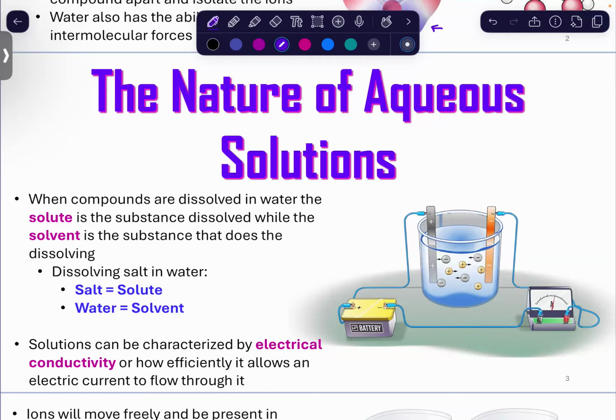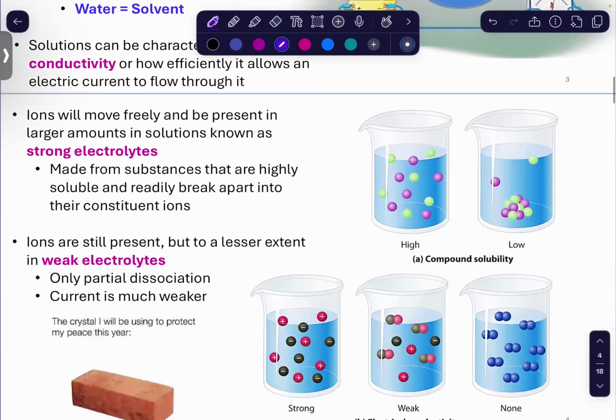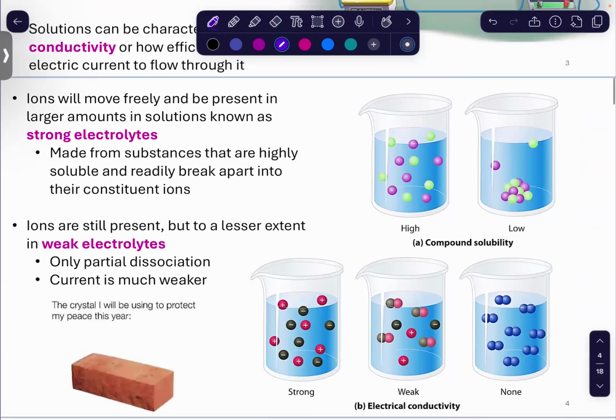One thing that can characterize solutions is their electrical conductivity, or how efficiently they conduct electricity through the solution. This is going to depend on the electrolyte properties of the solution. With strong electrolytes, ions move freely through the solution. There's a good number of ions in solution, and they conduct electricity very well. With weak electrolytes, you're going to have fewer ions in solution and weaker conduction of electricity.